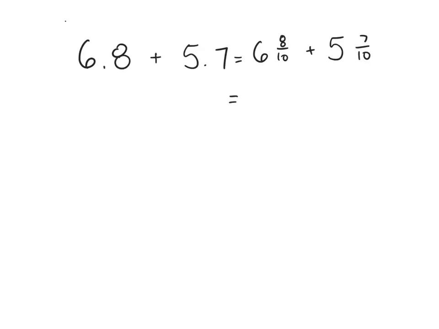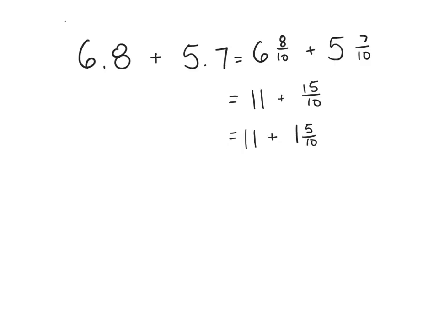I'm going to add my whole numbers together. 6 plus 5 equals 11. And then I'm going to add my fractions together, and that's going to be 15/10. And so I don't want to really deal with this improper fraction here, so I'm going to rewrite this improper fraction as a mixed number. So 15/10 is the same as 1 and 5/10.